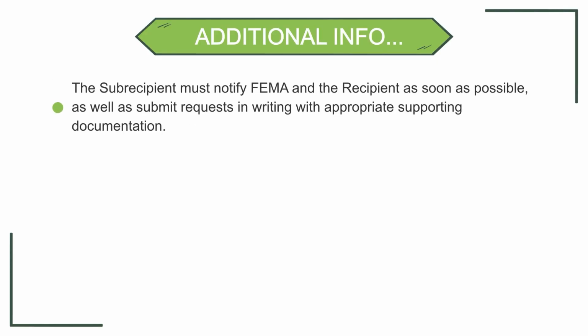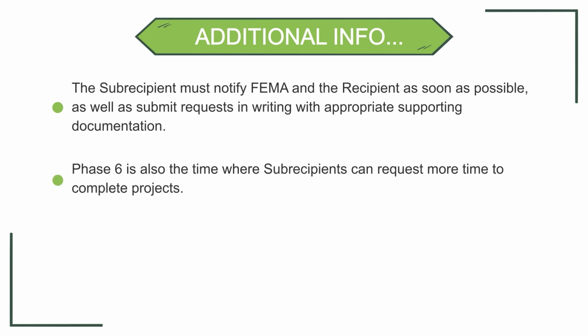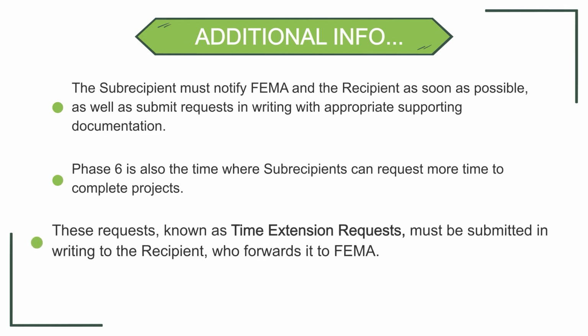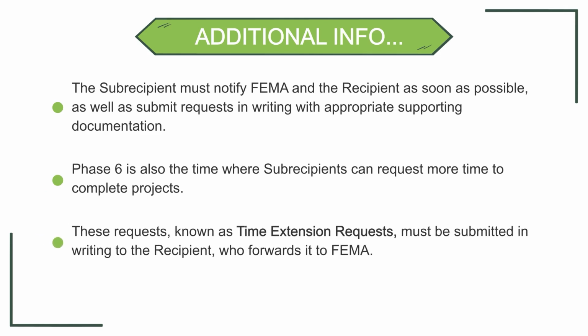The sub-recipient must notify FEMA and the recipient as soon as possible, as well as submit requests in writing with appropriate supporting documentation. Phase 6 is also the time where sub-recipients can request more time to complete projects. These requests, known as time extension requests, must be submitted in writing to the recipient, who forwards it to FEMA.